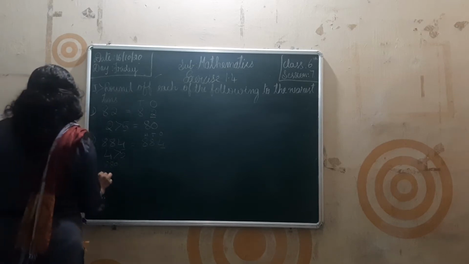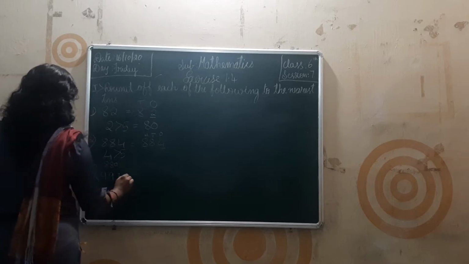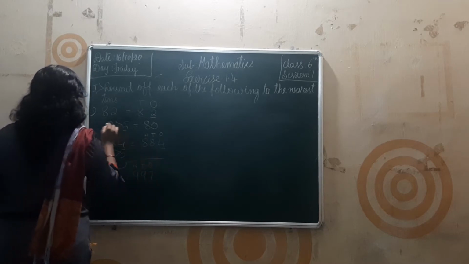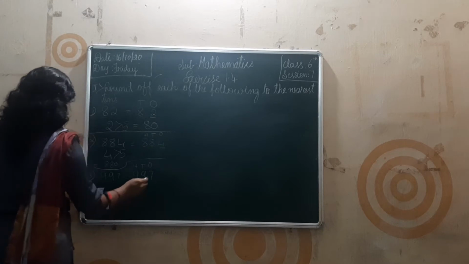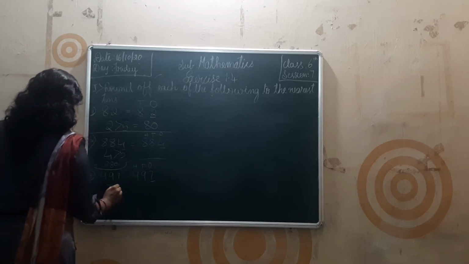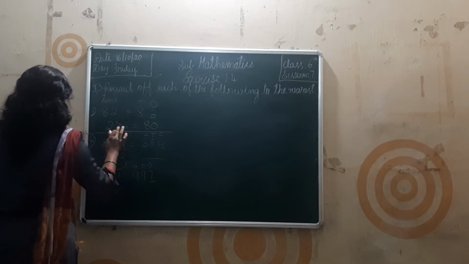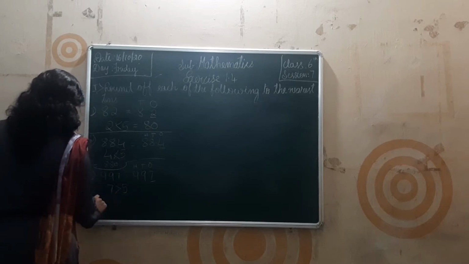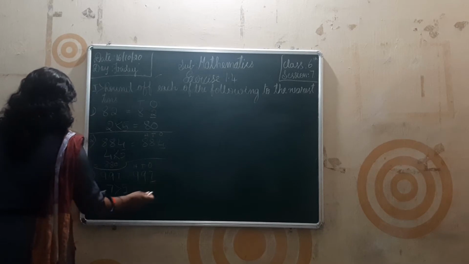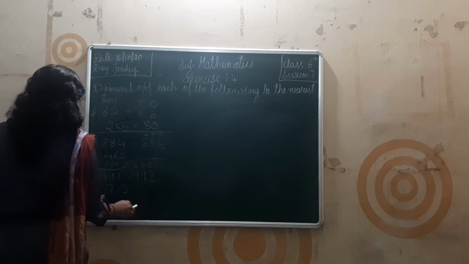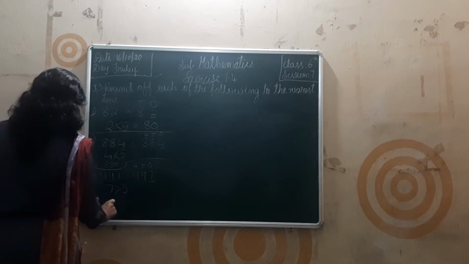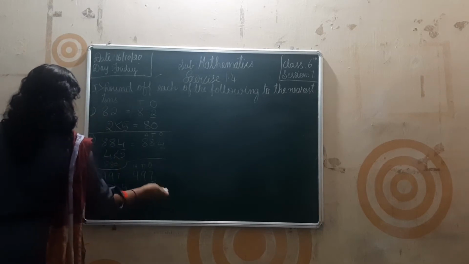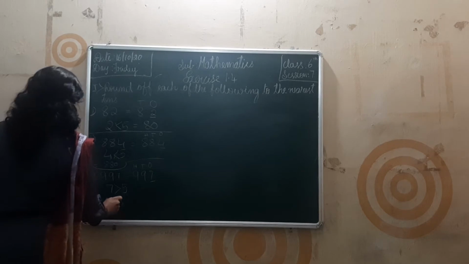Next, third one, 997. Ones, tens, hundreds. 7 is greater than 5, so we have to go forward. If we add to the tens, what will it become? It has become 1000. If you go to the nearest tens of 997, it is 1000 itself.